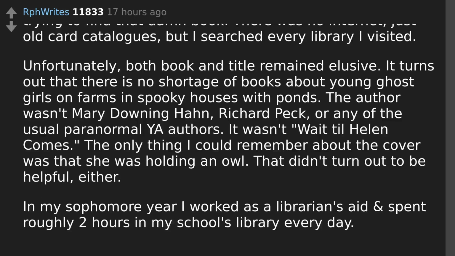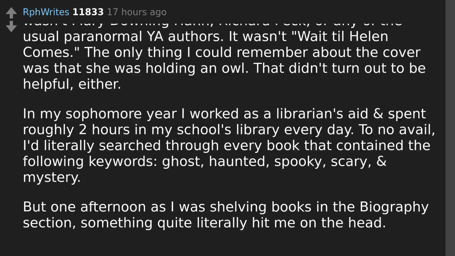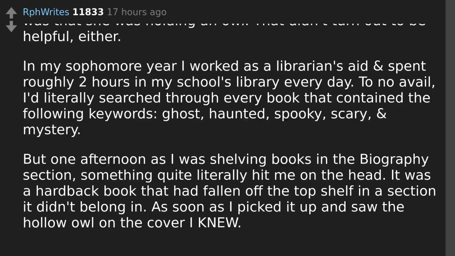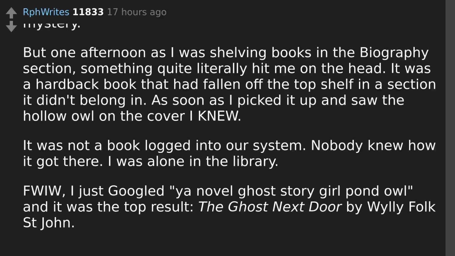In my sophomore year I worked as a librarian's aide and spent roughly 2 hours in my school's library every day. To no avail. I'd literally searched through every book that contained the following keywords: ghost, haunted, spooky, scary, and mystery. But one afternoon as I was shelving books in the biography section, something quite literally hit me on the head. It was a hardback book that had fallen off the top shelf in a section it didn't belong in. As soon as I picked it up and saw the hollow owl on the cover I knew it was not a book logged into our system. Nobody knew how it got there. I was alone in the library.